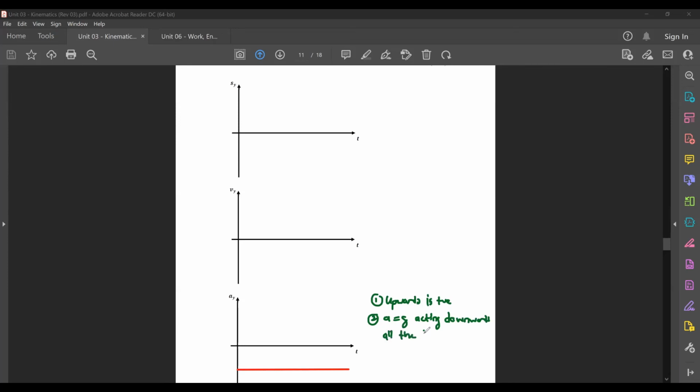Is this always the case, or is it just for the question just now? This one is the second statement here, A equals G acting downwards all the time. This is always applicable if you're talking about an object that is moving through the air and the only force acting is just the weight. Okay. Yeah, statement 2 is always applicable all the time. Now, for statement number 1, upwards is positive. This one is actually my sign convention. This one is related to your sign convention.